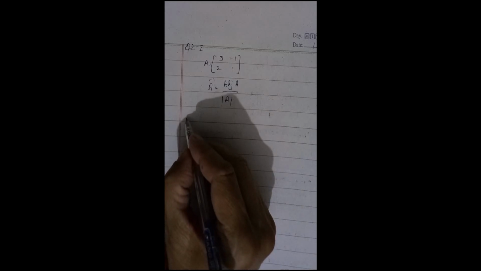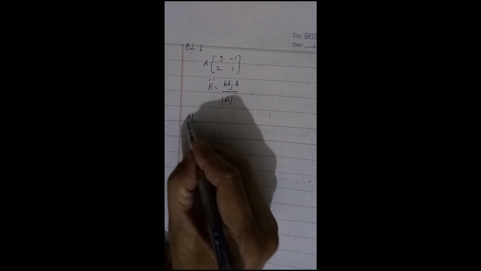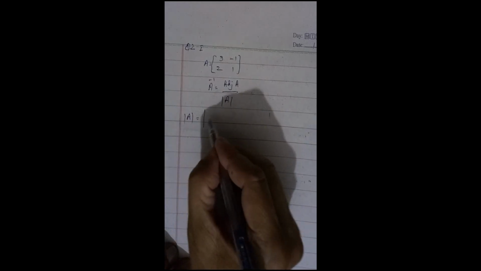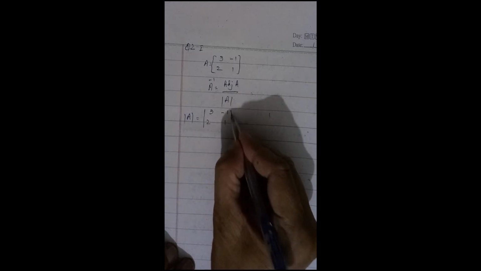Now we find the determinant of A, which is 3, minus 1, 2 and 1. 3 times 1 is 3, minus 2 multiplied by minus 1 is minus 2, so 3 minus (minus 2) is equal to 5, which is not equal to 0. So we can solve it further.